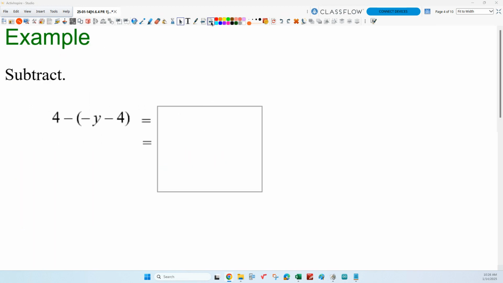And so here, what would I do? Distribute the negative. And what would that give me if I distribute the negative? 4 plus y plus 4. And then I just combine my terms and I'm done.